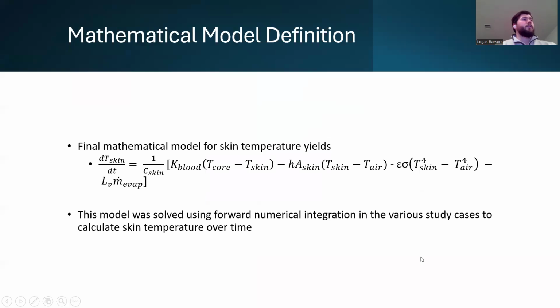While not all the derivations are shown for brevity's sake in the presentation, the final ordinary differential equation for discrete numerical integration is seen here to solve for the skin temperature of the body over time.